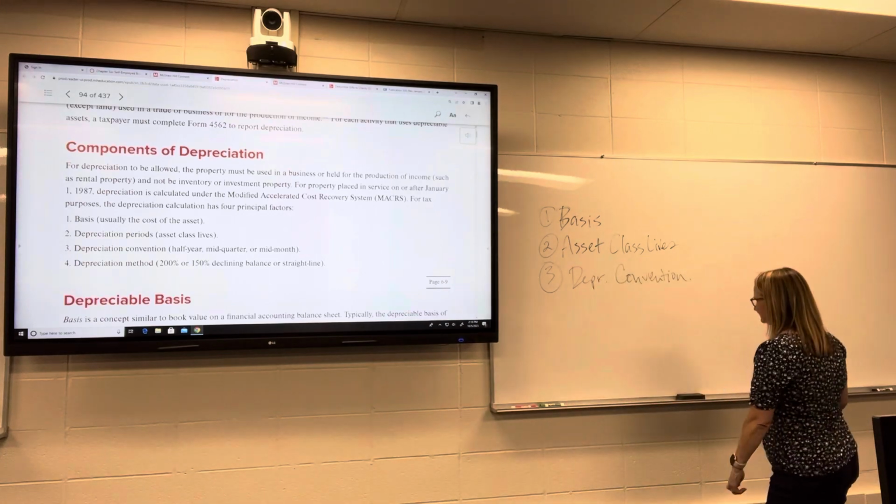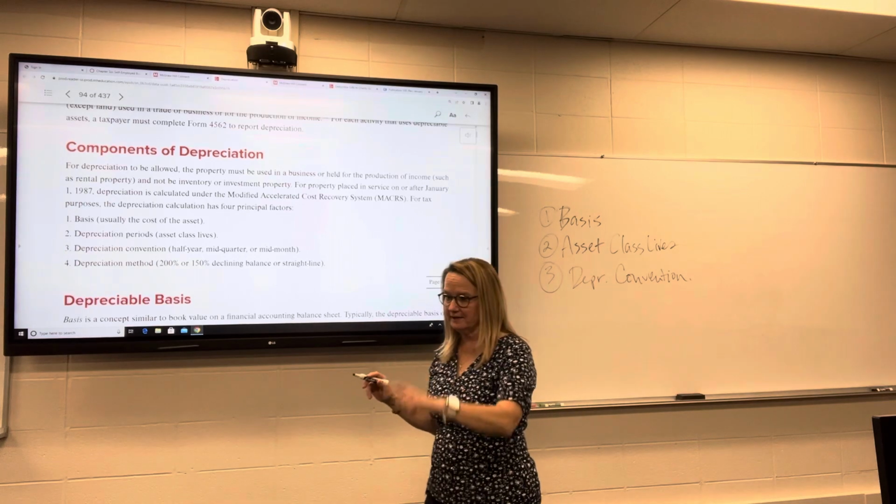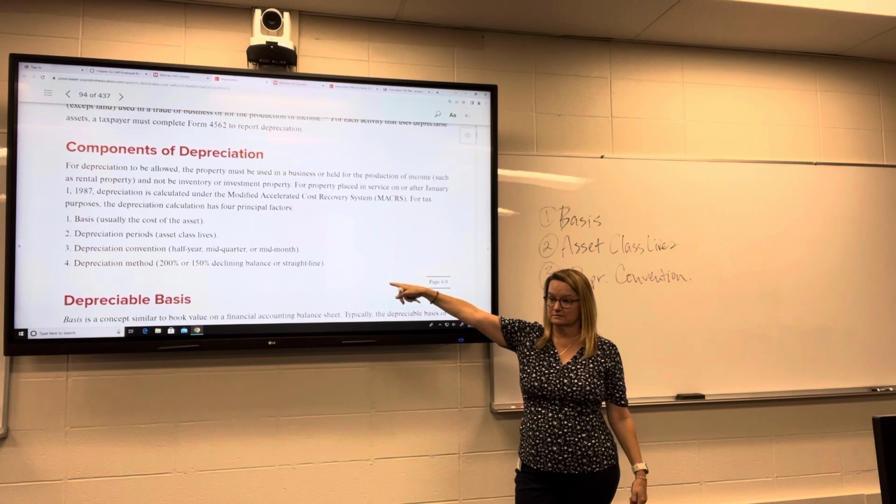Is it like that for all of my assets, or is it per asset? Well, we'll go through that when we get into details about all 4 of these. Okay.